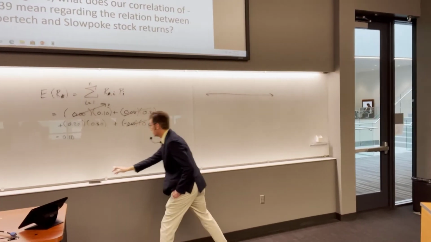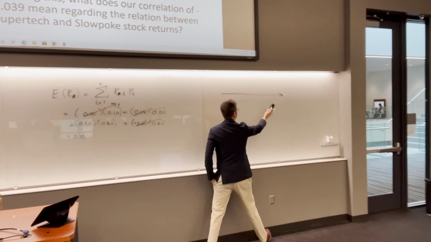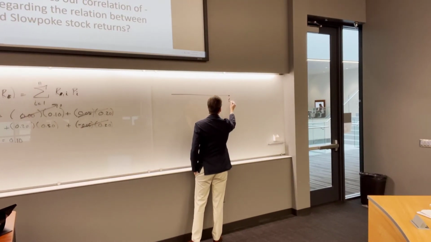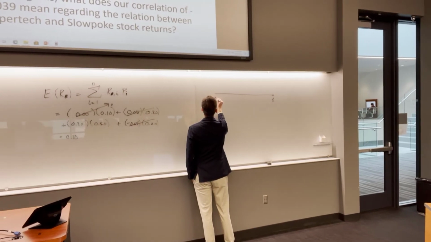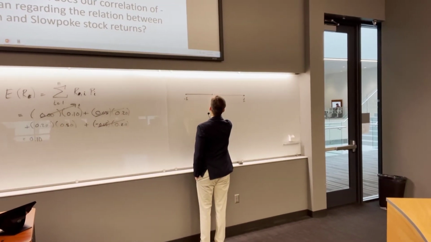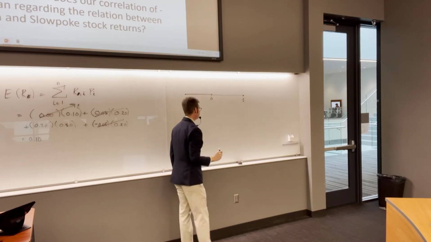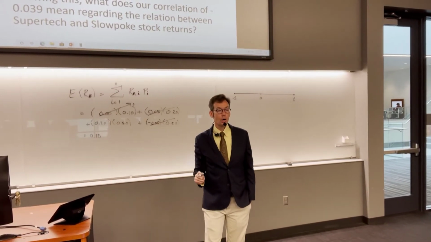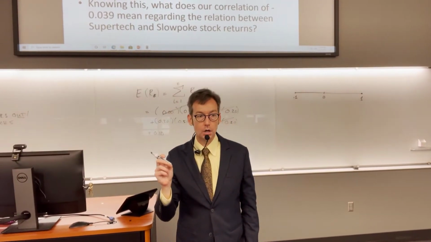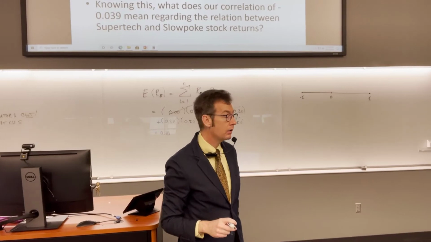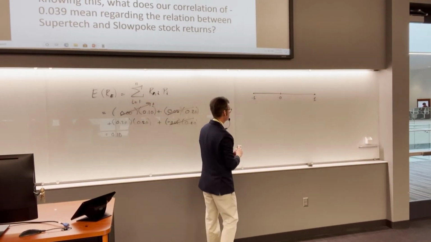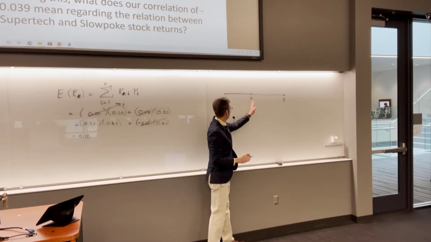Oh, actually, I don't even want to use the arrowheads on this thing, because after all, this thing is bounded. +1, -1. And then in the middle is 0. And so now we can put up our correlation on this number line and see where it falls. Where would -0.039 fall on this line? Would it be closer to here or here?